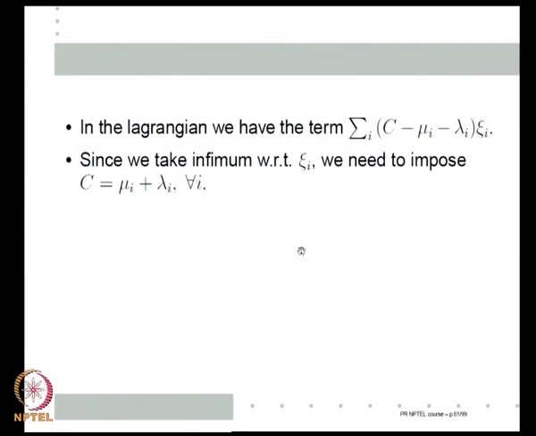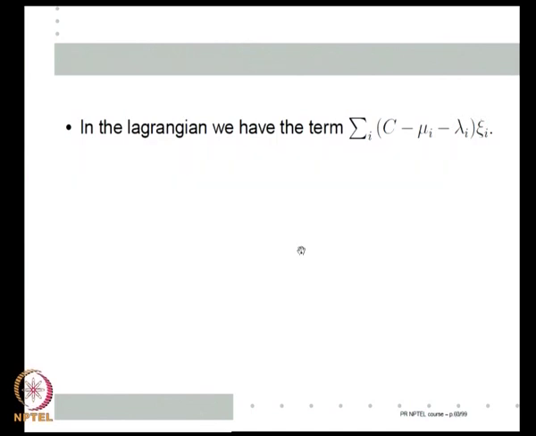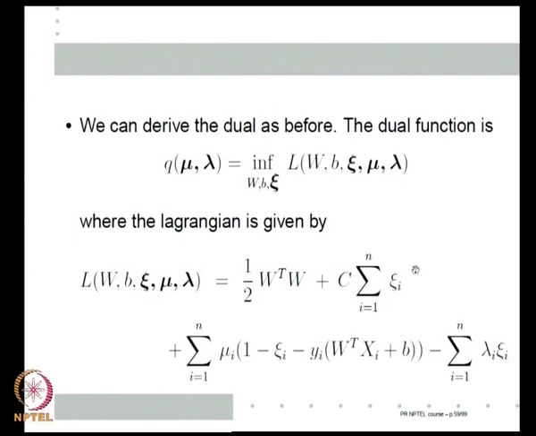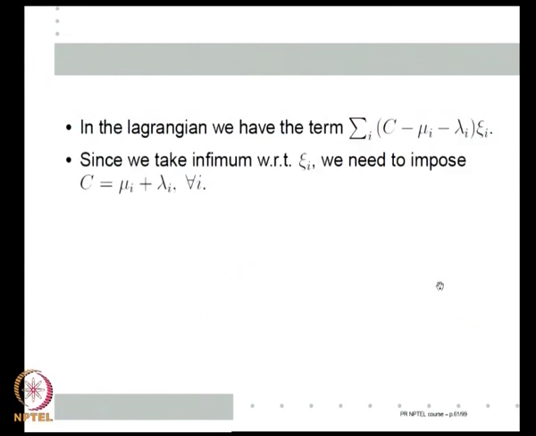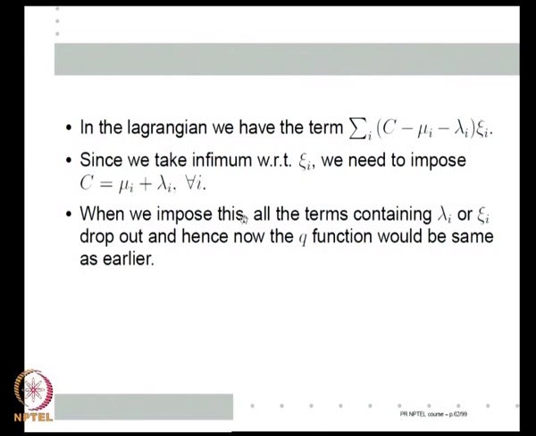When we consider mu and lambda, so that for each i, mu_i plus lambda_i is equal to C, then all the J_i terms will drop out. For each J_i I get a C minus mu_i minus lambda_i, and similarly all the lambda terms drop out, right. The moment I impose C equal to mu_i plus lambda_i, all terms containing either lambda_i or J_i drop out of the expression.